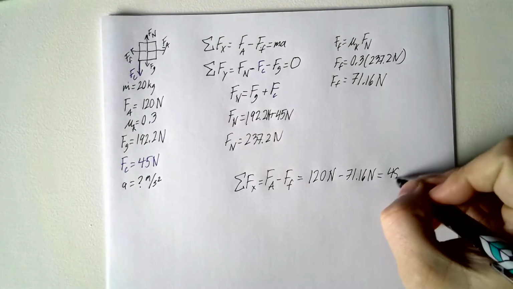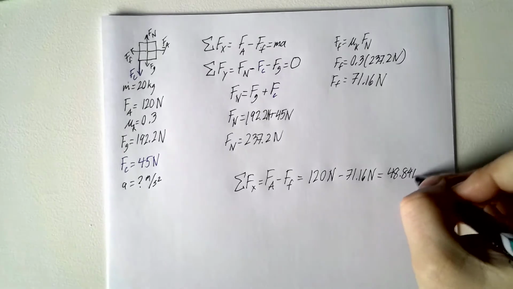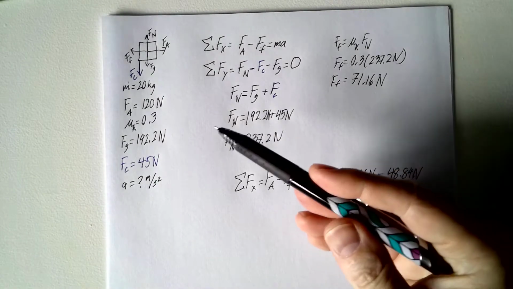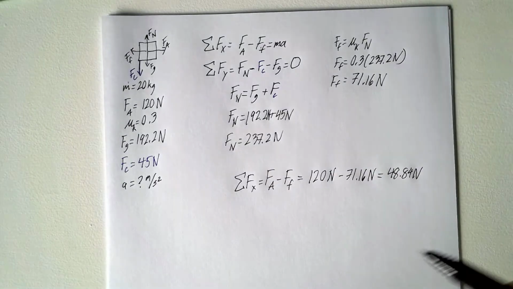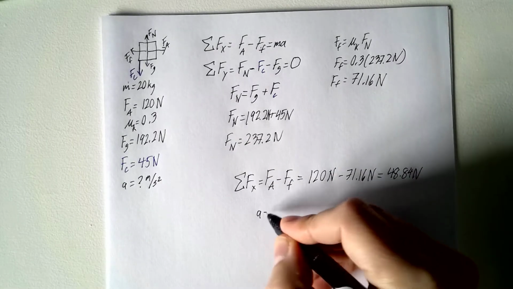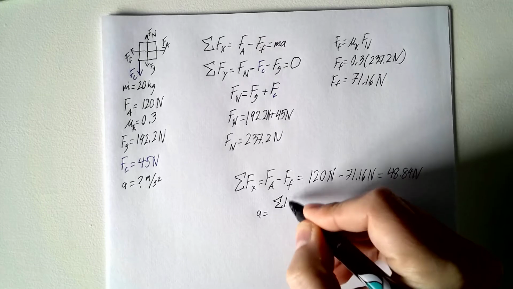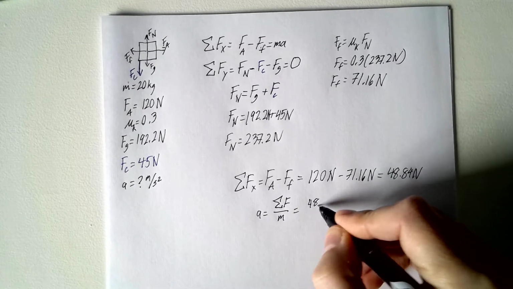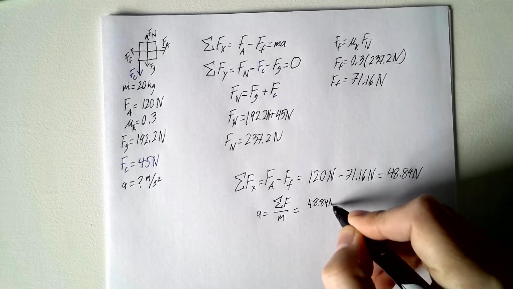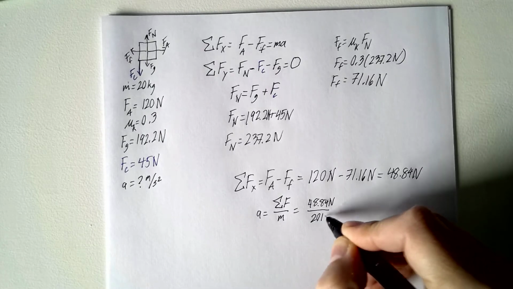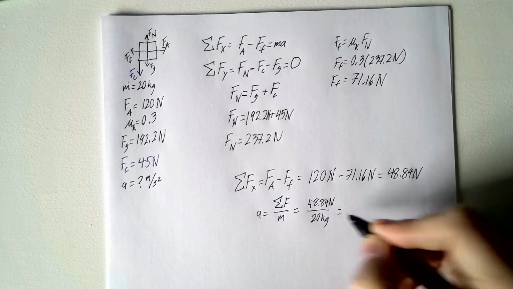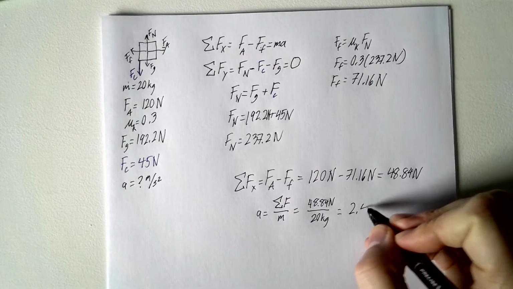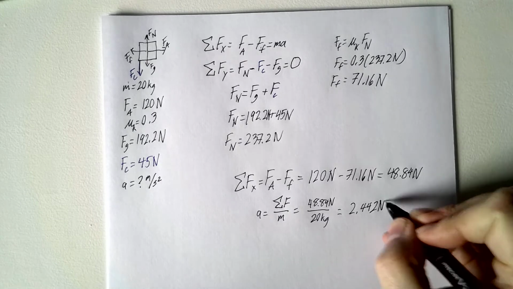We get 48.84 newtons. So this is our unbalanced force that is causing that 20 kilogram mass to accelerate. Solve Newton's second law. So we get 48.84 newtons divided by 20 kilograms. We get 2.442 newtons.